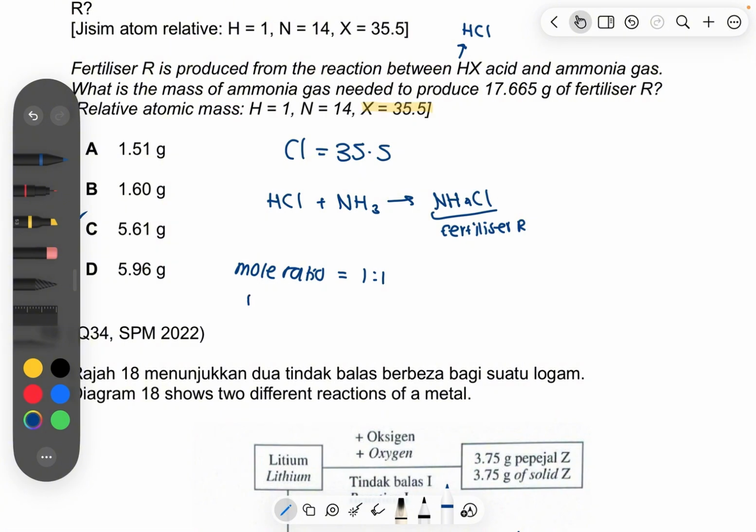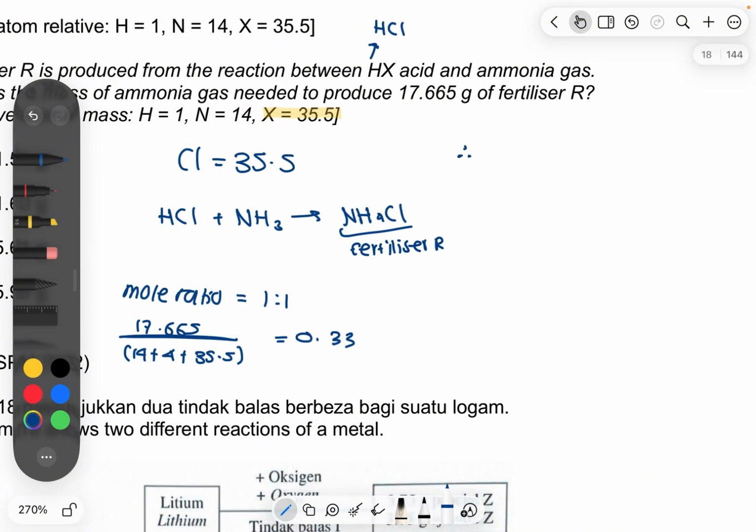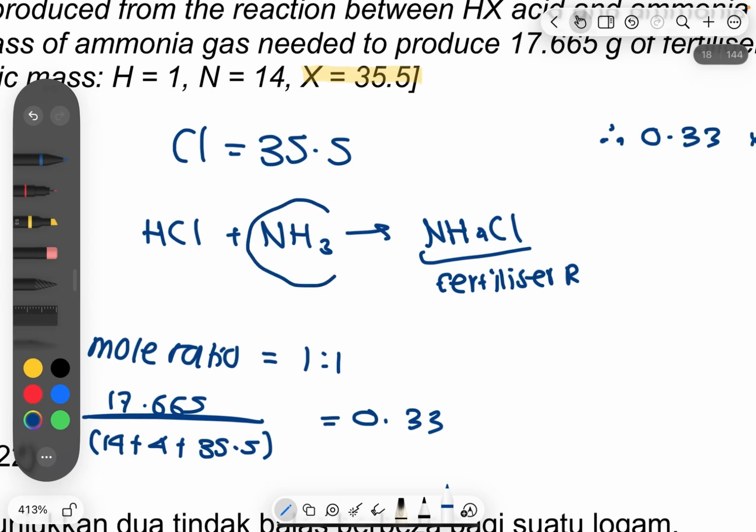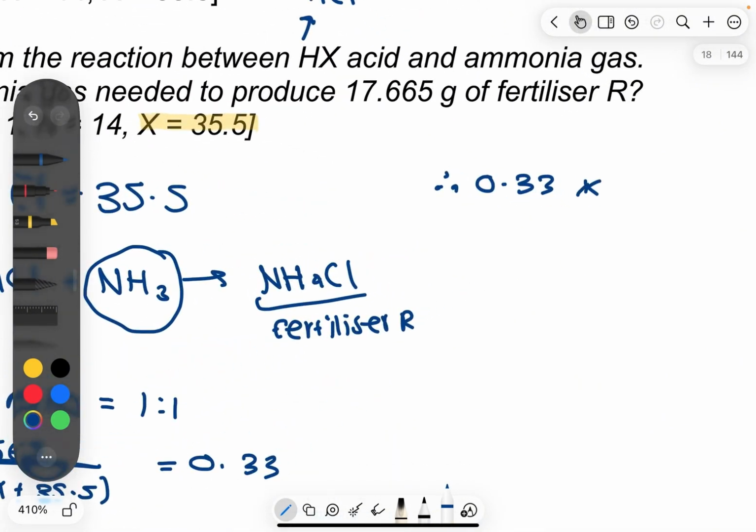So 17.665 over the molar mass for fertilizer R, which is 14 plus 4 plus 35.5, and you will get 0.33. Okay, now for the final answer, I just take 0.33 times with the molar mass for ammonia gas, which is 14 plus 3, which is 17. And the final answer is 5.61 grams.